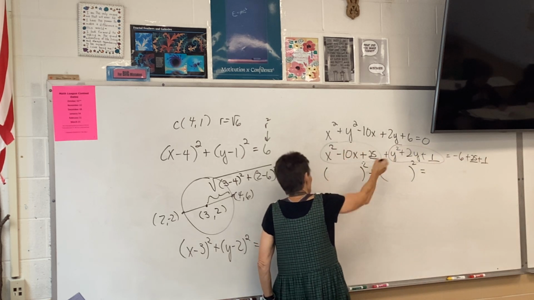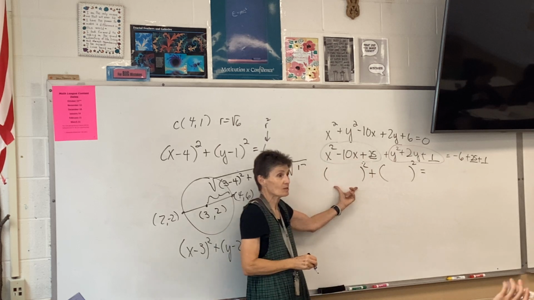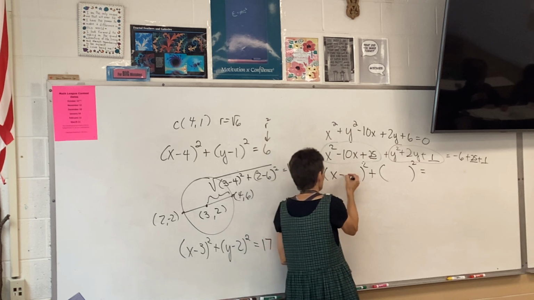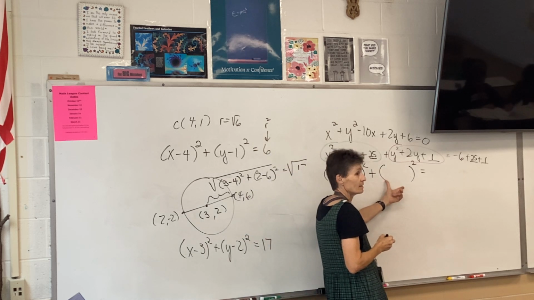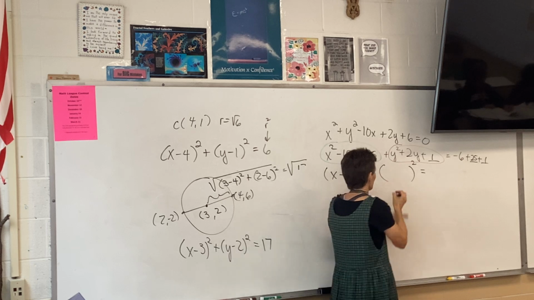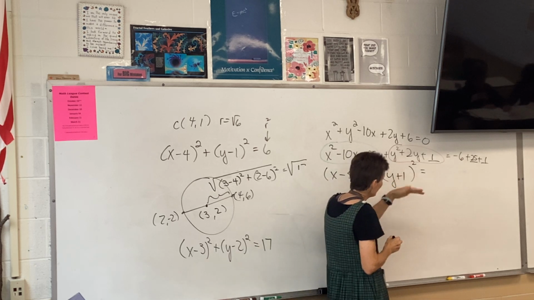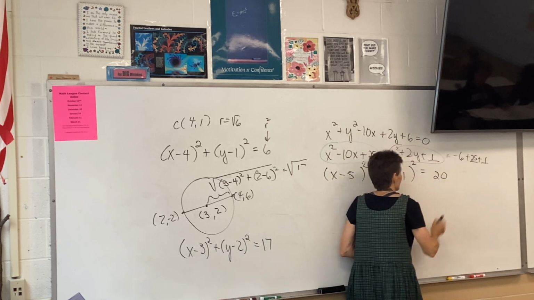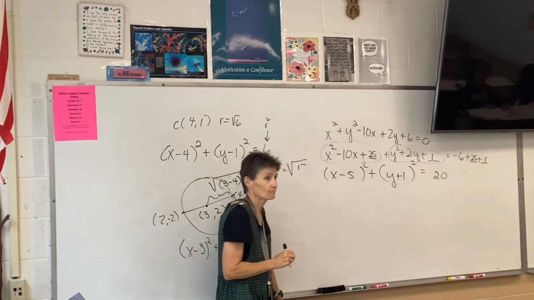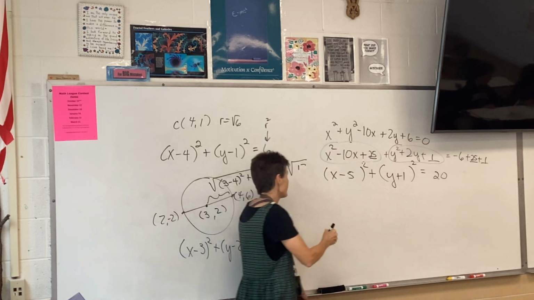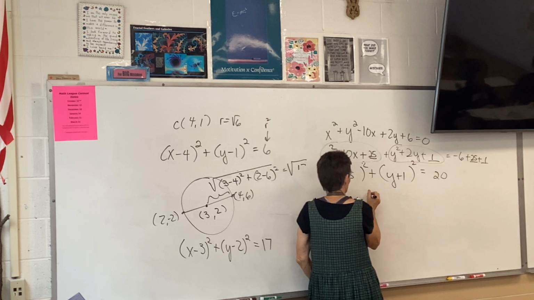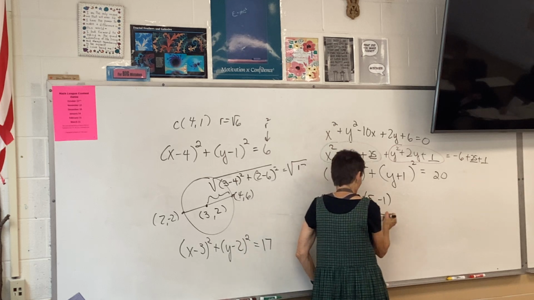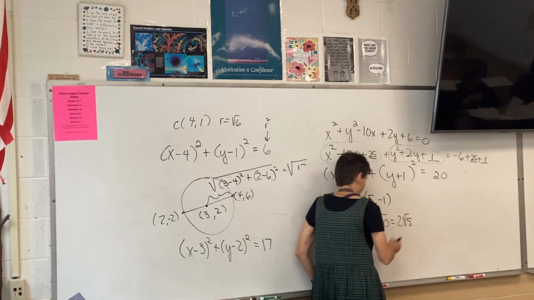Now, this green thing should be a thing squared. What is it? x minus 5. And the pink thing should be another thing squared. y plus 1. And then all of that should add up to something. 20? 20, I think. So where's my center? Now it's easy. My center is (5, -1). And my radius, root 20, which is 2 radical 5.